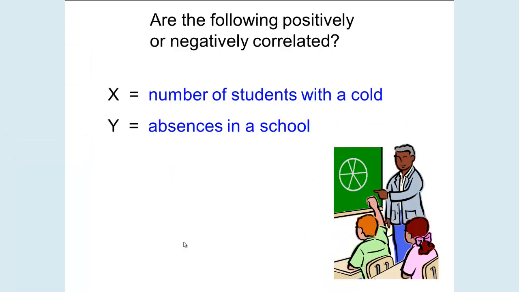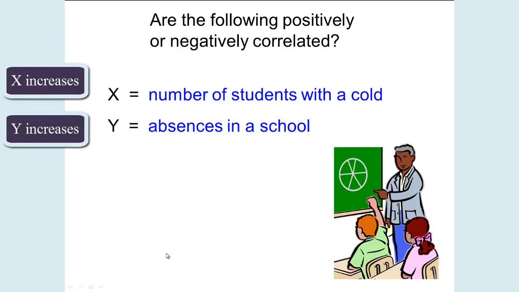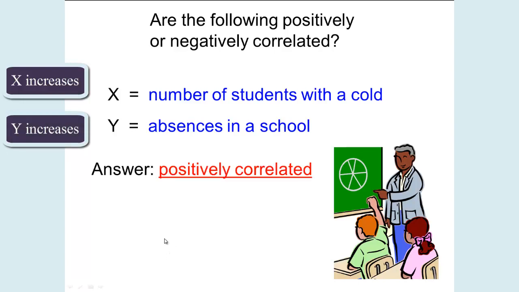X is the number of students with a cold. Y is the absences in a school. Are the following positively or negatively correlated? As the number of students with a cold increases, X would increase. Y, the absences in the school, would also increase. So the answer is, since they're moving in the same direction, they would be positively correlated.